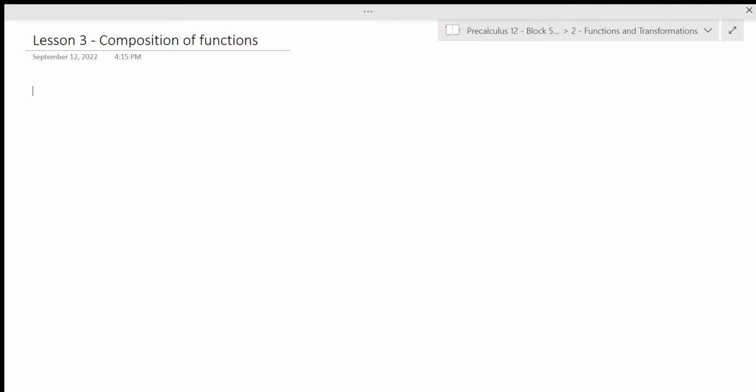In this lesson, we're going to be looking at compositions of functions, which is when we take the input of one function as the output of a different function. So let's start by defining our composite function.